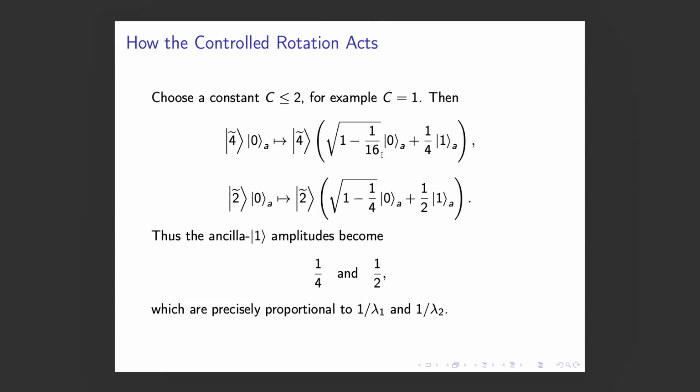So now you see the transformation which I would get. This state transforms like this, and this state transforms like that. These are the basic operations which we do with a controlled rotation. Then the ancilla amplitudes become 1 divided by 4 and 1 divided by 2, which are precisely proportional to the eigenvalues. Now, in this specific case, we are choosing values not the way they would come out from a program, but simply because we know the eigenvalues, okay? So in a certain sense, I'm cheating, but it shows you the steps of the QPE.